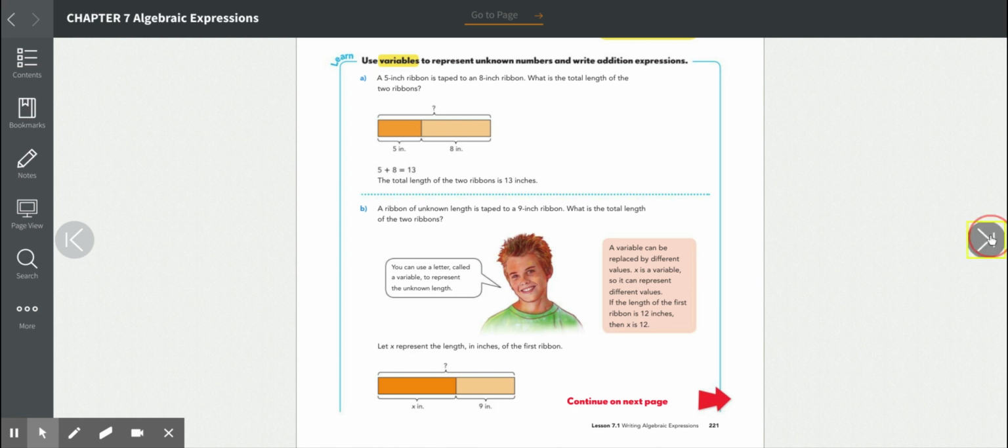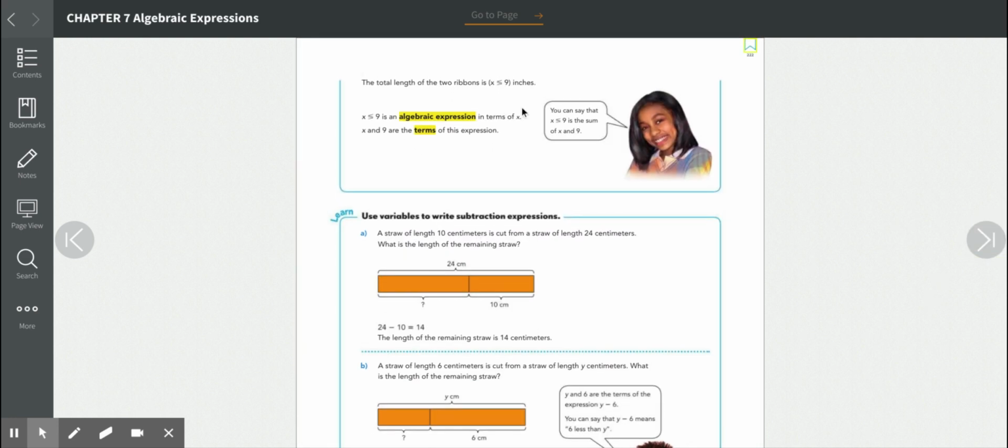So if we put these together, this is supposed to be a plus sign, not this weird sign that it is. Then we would say the total length of the ribbon is x plus 9 inches. So x plus 9 is an algebraic expression in terms of x. x and 9 are the terms of the expression, right?